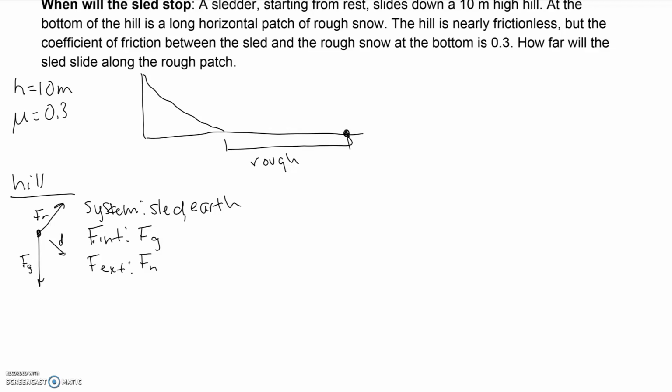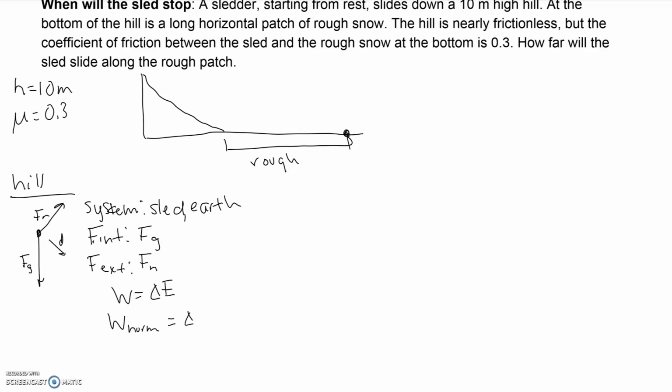Since our sled's moving down the incline, the normal force is perpendicular to that. So even if the slope of this incline is changing, the normal force is still going to be perpendicular to the instantaneous displacement at that spot. All right, so when we're applying our work energy theorem, work is equal to change in energy, we're dealing with work done by external forces. So this is the work done by our normal force, equal to the change in energy of our system.